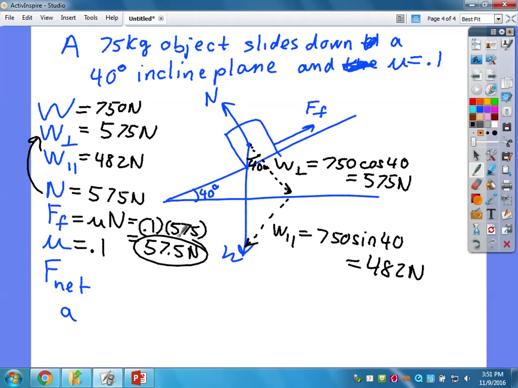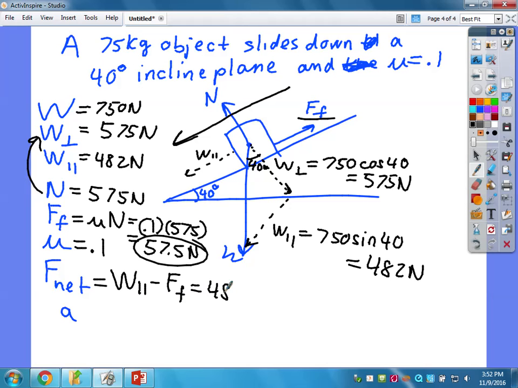Okay? So then how do I solve for my net? Well, this object is sliding down the inclined plane. So what are the forces in this particular direction of motion? That would be the parallel component bringing it down, but the frictional force trying to slow it back up. Okay? So F net will equal weight parallel minus frictional force. So I do 482 minus 57.5, my net force acting on the object is 424.5 newtons.